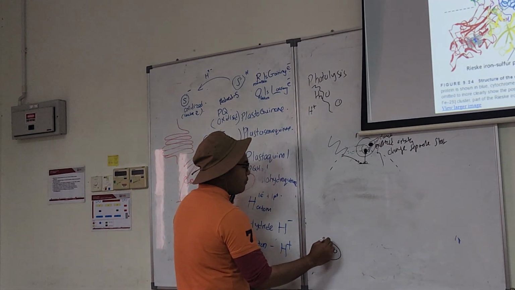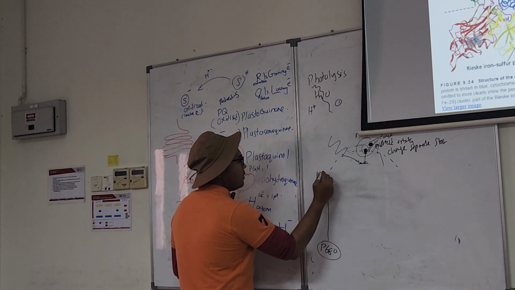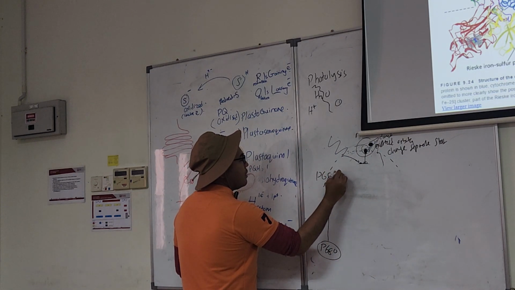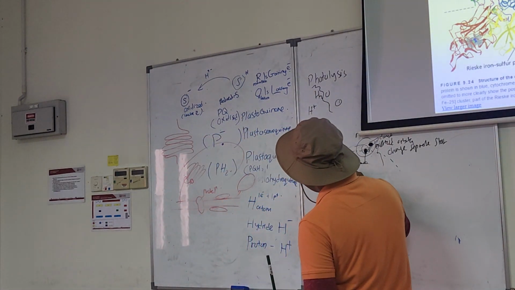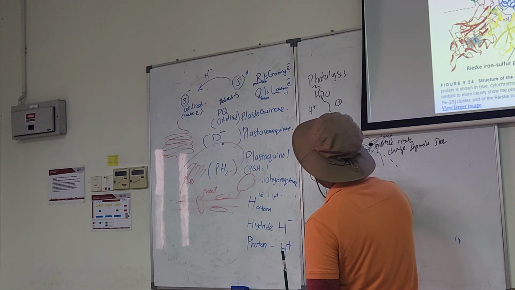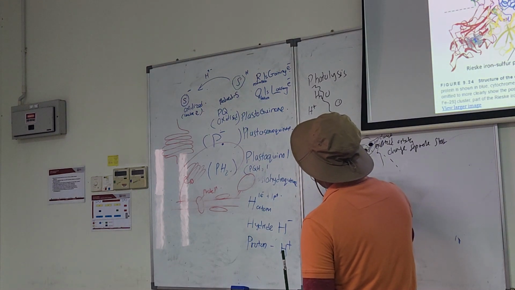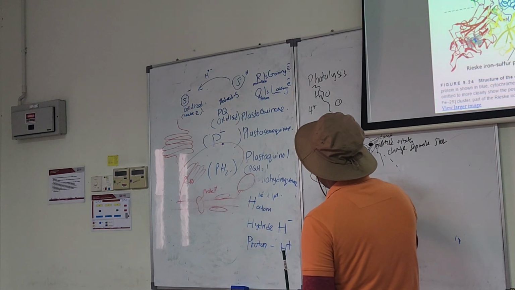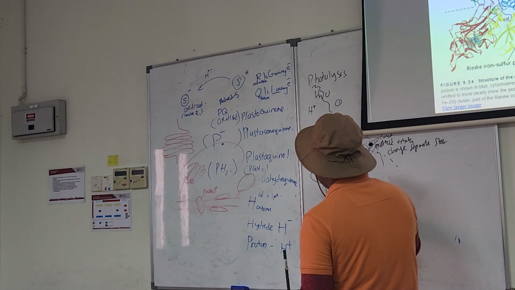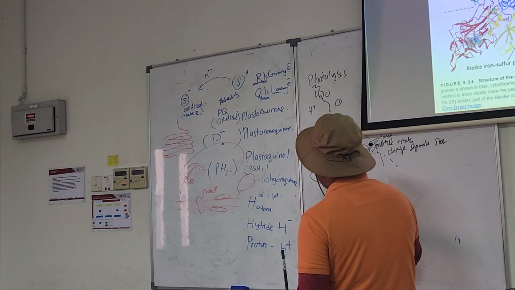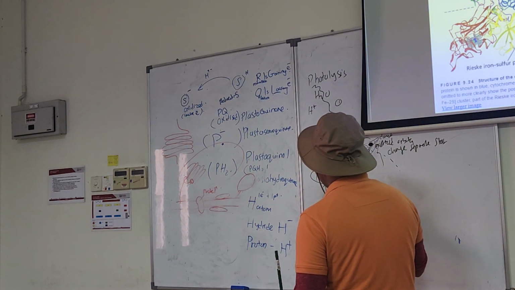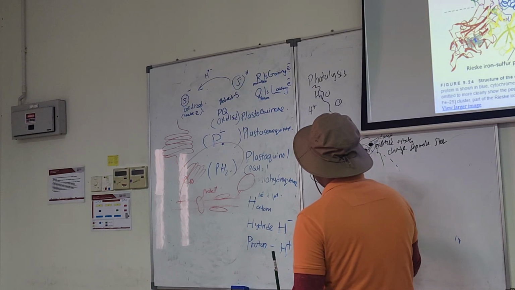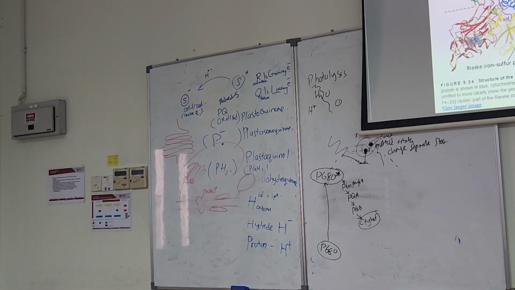How do you say this? Ground state, P680. This one? Excited state, not happy state. So the first molecule, who receives? Pheophytin. Then who receives? PQA. PQB. After that? Cytochrome. Cytochrome b6f. So we're going to talk about this now.